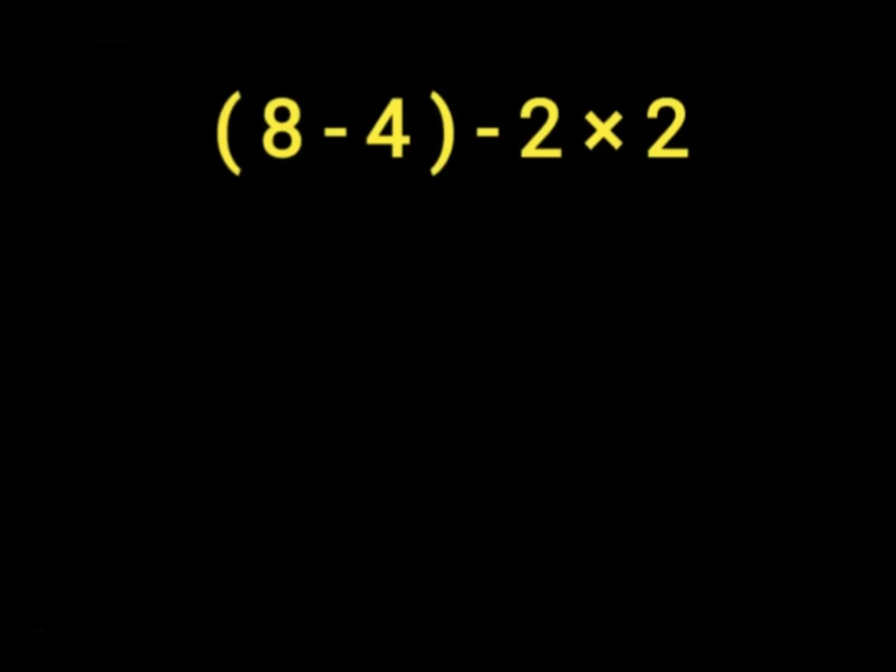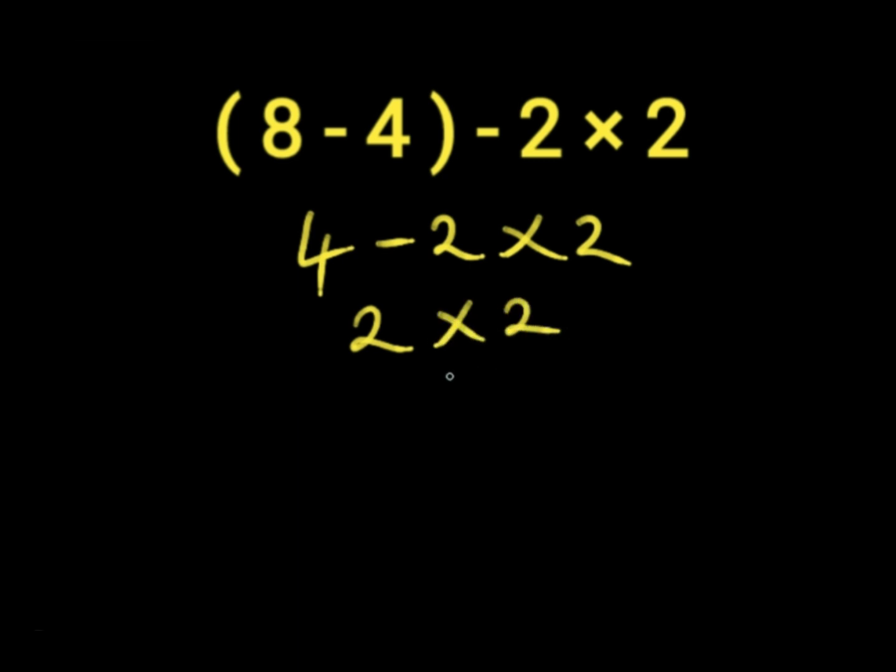Here we have parenthesis 8 minus 4, then minus 2 times 2. We first of all solve our parenthesis, which is 8 minus 4. 8 minus 4 will give us 4. So we break down minus 2 times 2. 4 minus 2 will give us 2. Then 2 times 2 will give us 4.